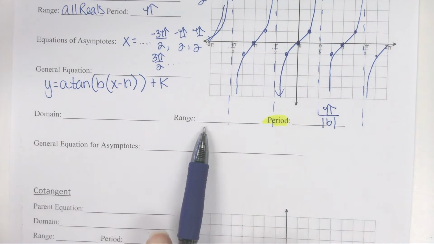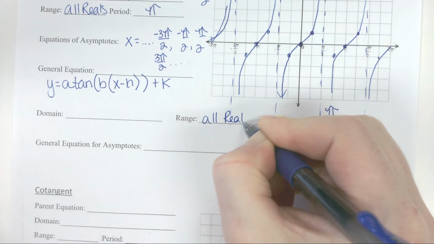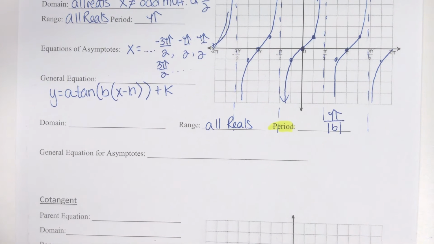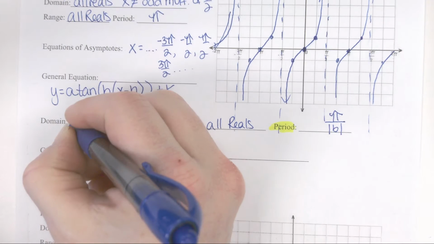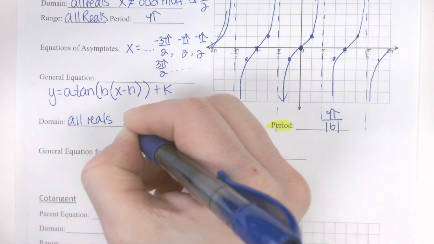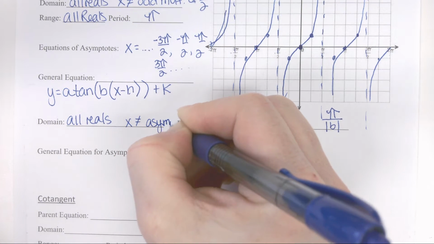The range is still going to always be all reals. And the domain is going to be all reals except the asymptotes. So we should talk about where the asymptotes happen.